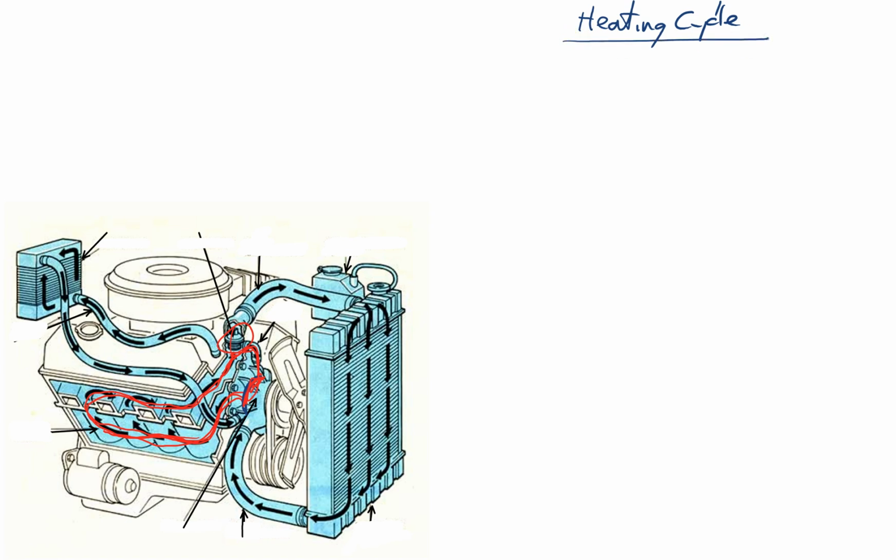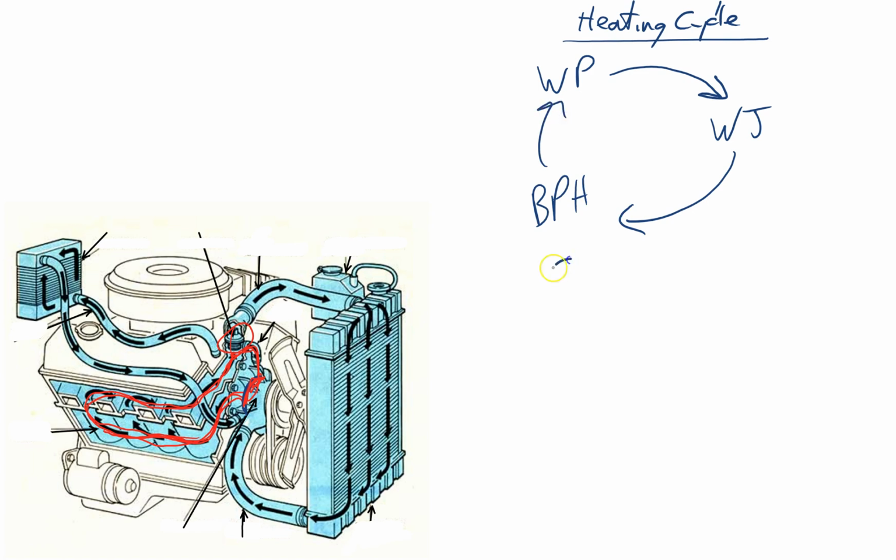So we're just going to draw here, and we're going to say the heating cycle is water pump, and then it goes around to the water jackets. From the water jackets, it goes to the bypass hose, and then back to the water pump. So that's the heating cycle.